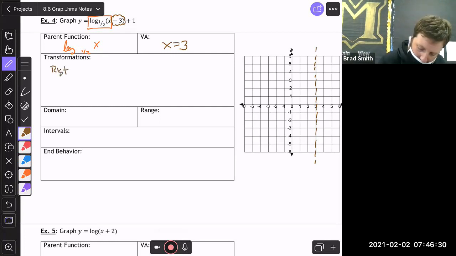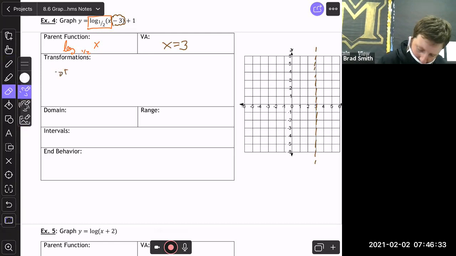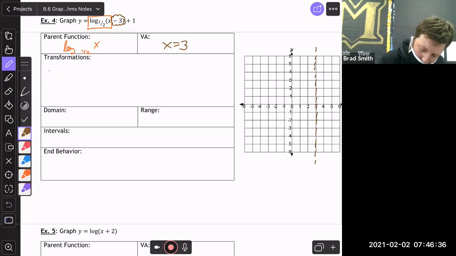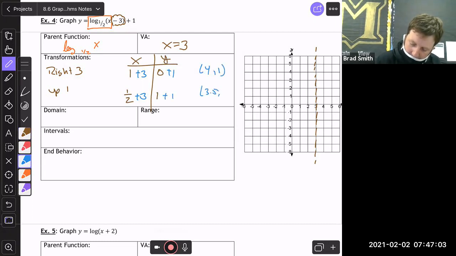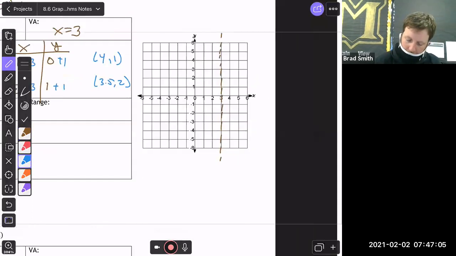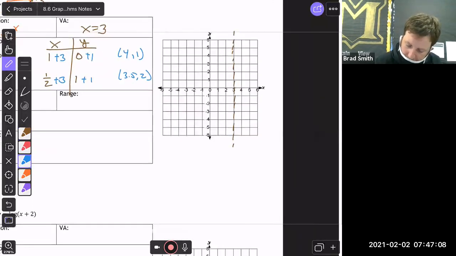Okay. Wow, that is not how you spell right. Right 3 and up 1, perfect. So remember, getting my chart here. I'm going to do 1 and then my base. So 1 and 1/2 are going to be my x's here. And that's always going to give me 0 and 1. So I'm going to go right 3 and up 1. So I got 4, 1, and I got 3.5, 2. So 4, 1, 3.5, 2.